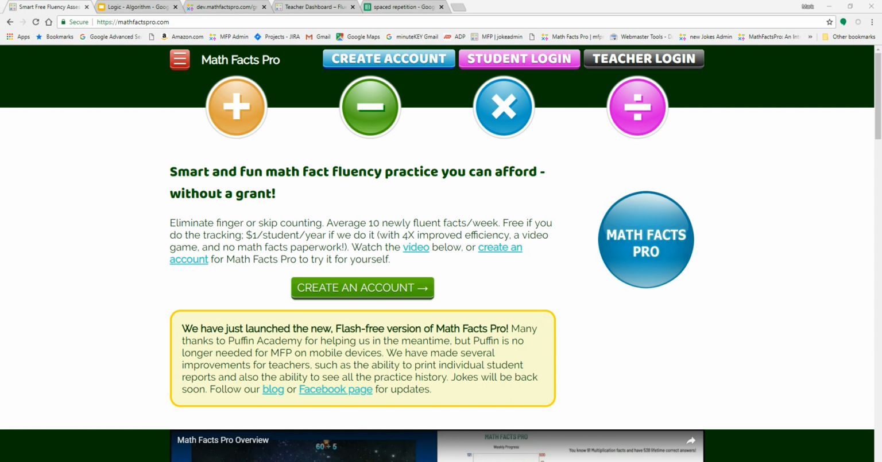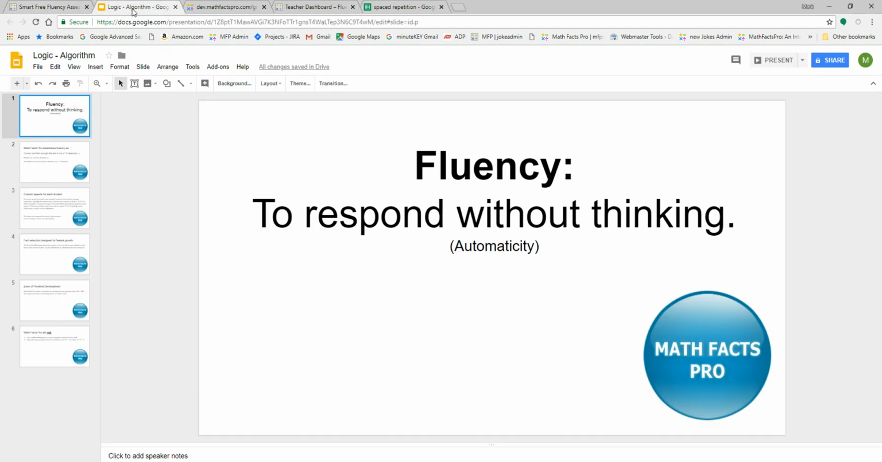MathFacts Pro is designed to identify fluency and then develop it where it is missing across all 580 basic math facts in the most efficient manner possible. Facts that are fluent are answered without thinking, in the same way that when asked what your name is, you don't have to stop to think. In fact, you can answer while performing other tasks, such as playing an intense video game.